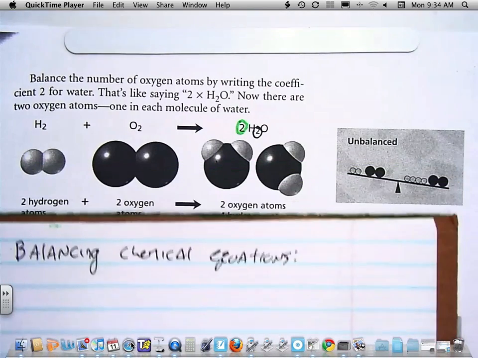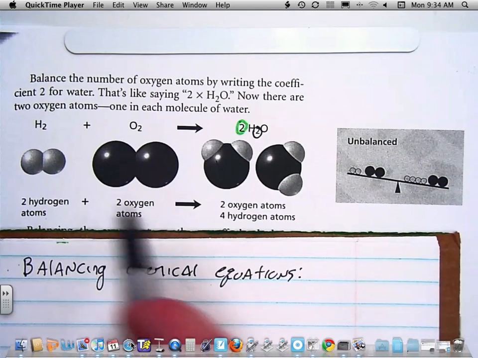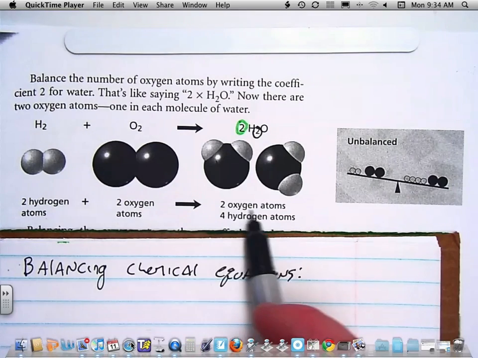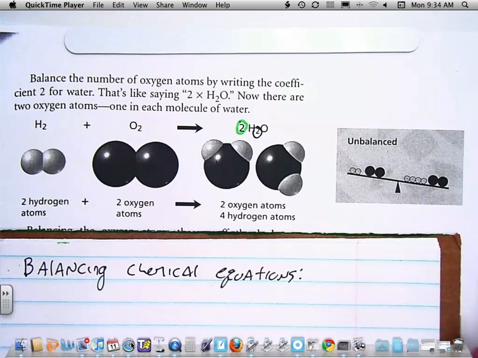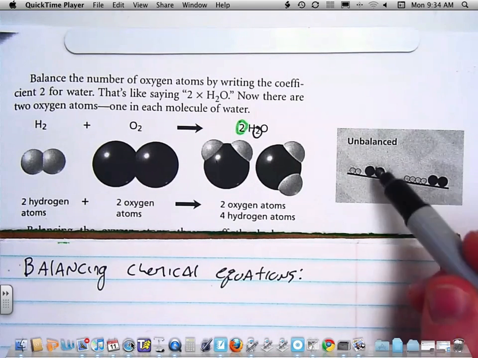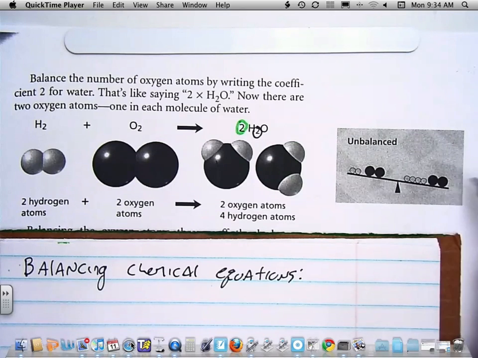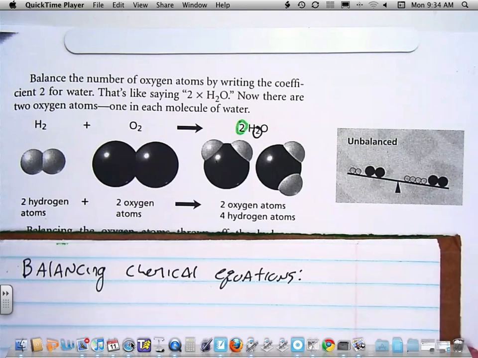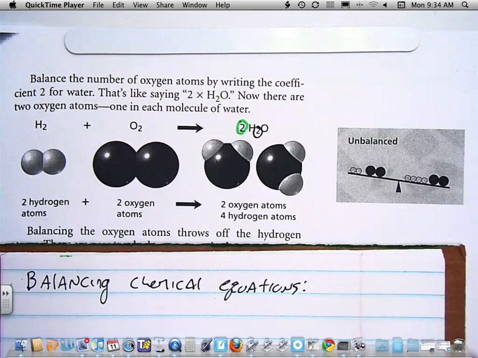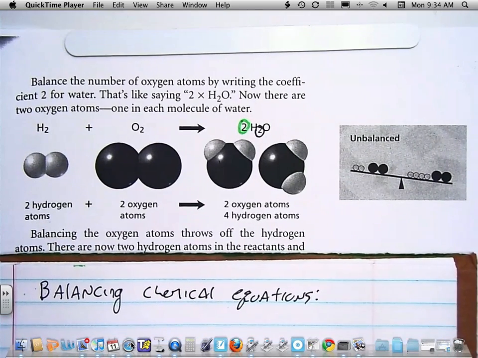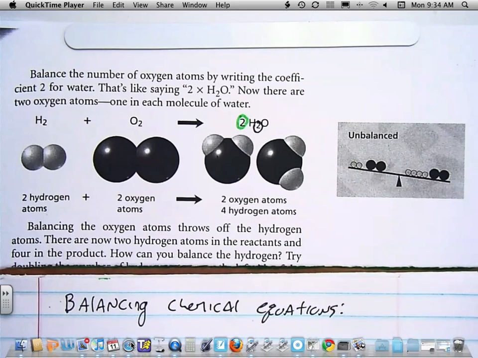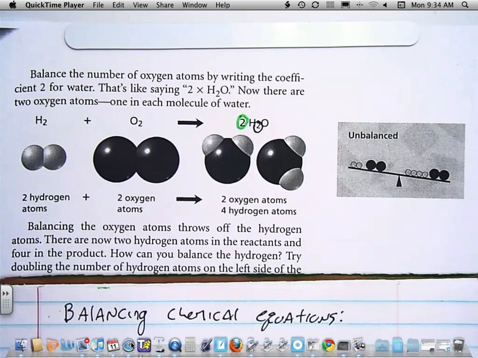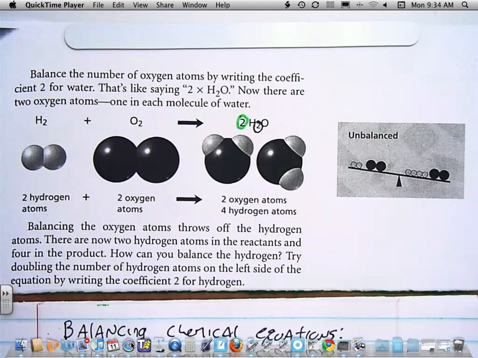So what this means is now you've got 2 hydrogen atoms, 2 oxygen atoms, and 2 oxygen atoms, 1, 2, and 4 hydrogen atoms, 1, 2, 3, 4. But is it balanced? Well, no, it's not balanced, because even though you've got 2 oxygen atoms, you still have 4 hydrogens on one side and 2 hydrogens on the other. Balancing the oxygen atoms throws off the hydrogen atoms. That makes sense. There are now 2 hydrogen atoms in the reactants and 4 in the product. How can you balance the hydrogen? Try doubling the number of hydrogen atoms on the left side of the equation by writing the coefficient 2 for hydrogen.